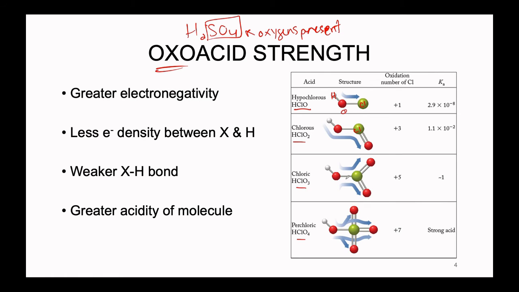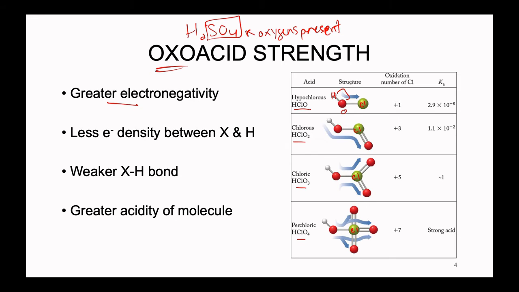So here we have 2 oxygens on our chlorine, next we have 3 oxygens on our chlorine, and last but not least, we have 4 oxygens on our chlorine. Now what this is going to do is increase the electronegativity away from the OH bond here. So in contrast to what we talked about before, in the hydrohalic acid case, like HF, I said fluorine was more electronegative.